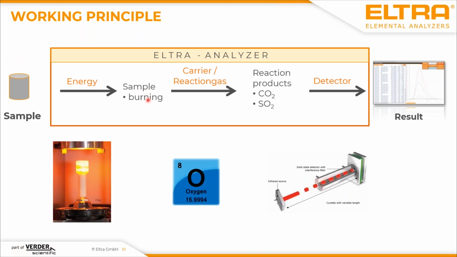So then we burn the sample, and most of the parts of the sample will stay in the crucible. So the metals will have their metal oxides, which are solid afterwards.